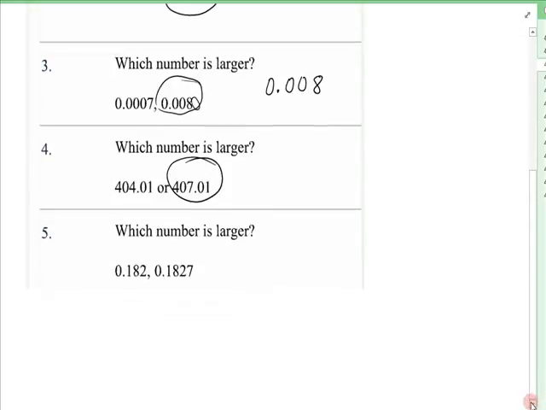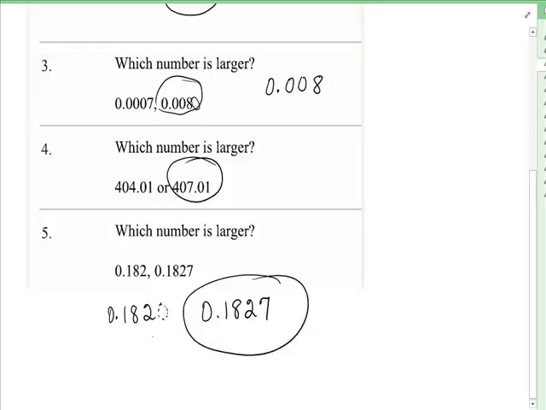All right, one more. When you look at this, you have 0.182, that has 3 decimal places, and 0.1827. That one has 4 decimal places. So you have to add a 0 to this one so that now they have the same number. Now, which is bigger, 1,820 10 thousandths or 1,827 10 thousandths? And this one is larger.